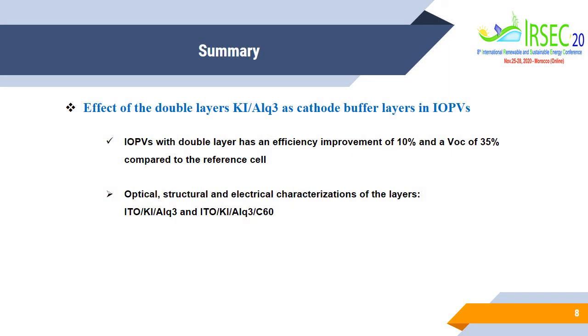As a conclusion, the inverted organic solar cell with the KELQ3 double layer has an efficiency improvement of 10% and an open circuit voltage improvement of 35% compared to the reference cell.